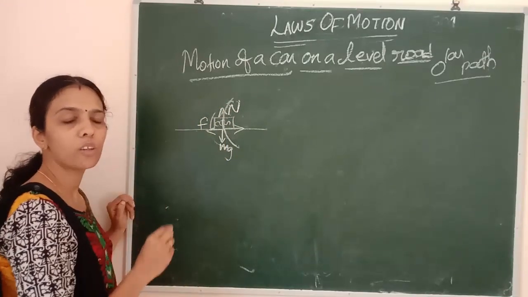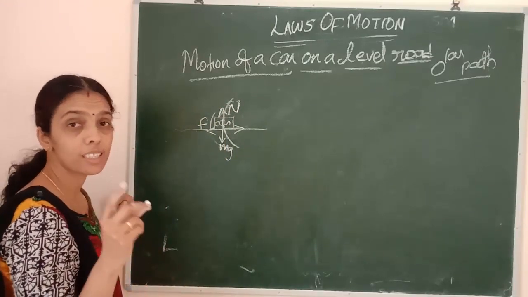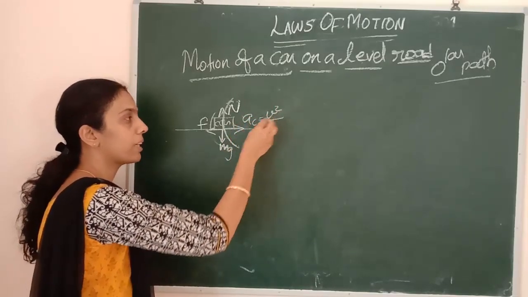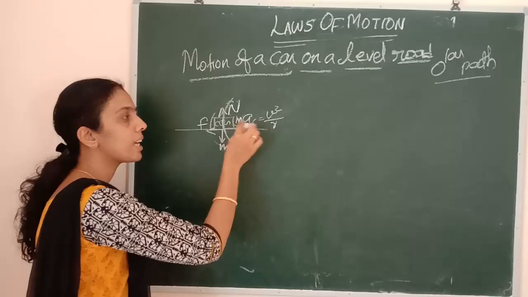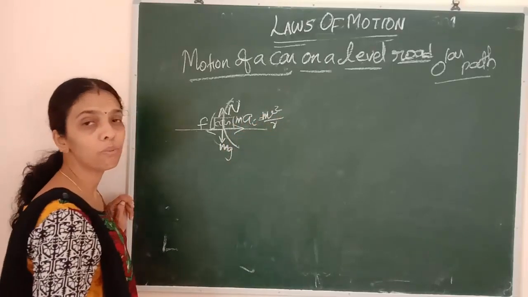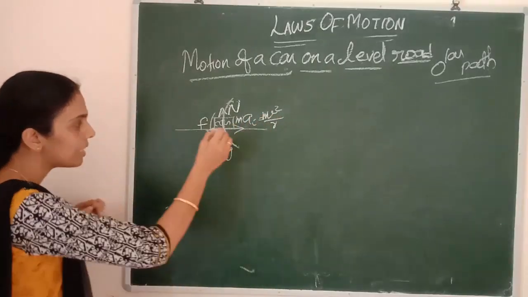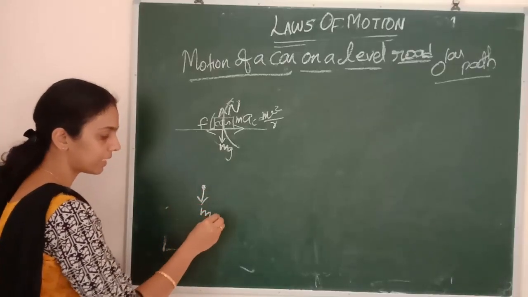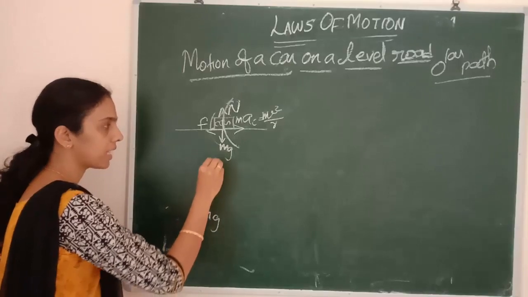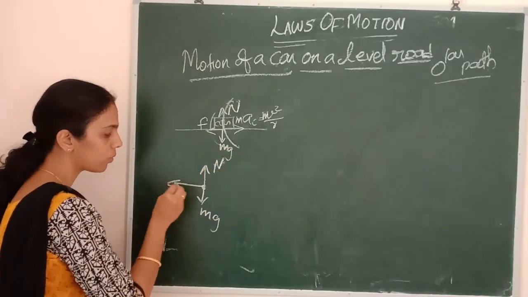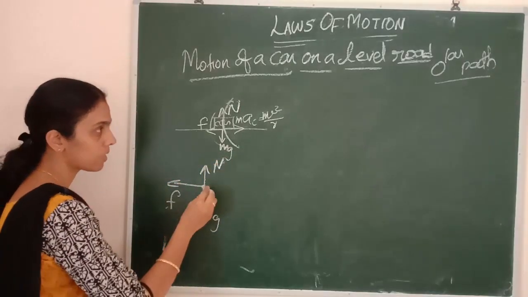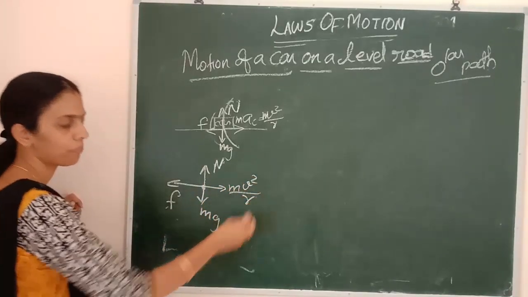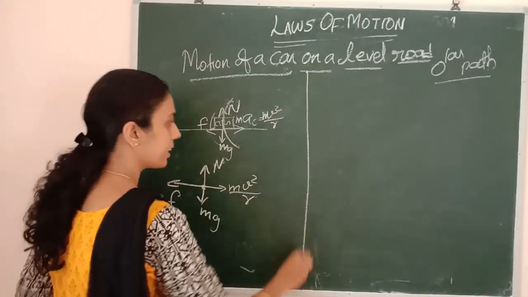What is the value of centripetal force? We learned about the centripetal acceleration, isn't it? What is centripetal acceleration? V square by r. So force equals m into a, so it will be mv square by r. So in this case, what are the total forces acting on the object? mg is acting downwards, normal reaction is acting upwards, this is the frictional force, and this mv square by r is acting in this direction.